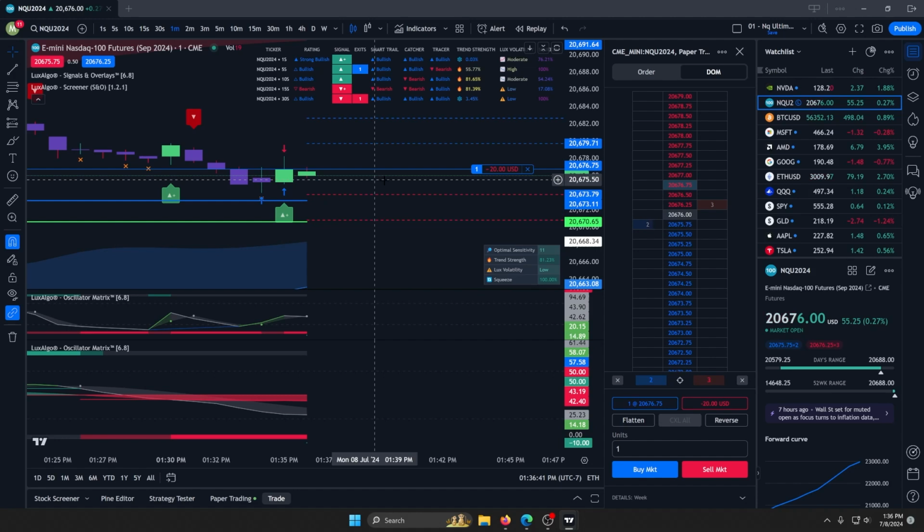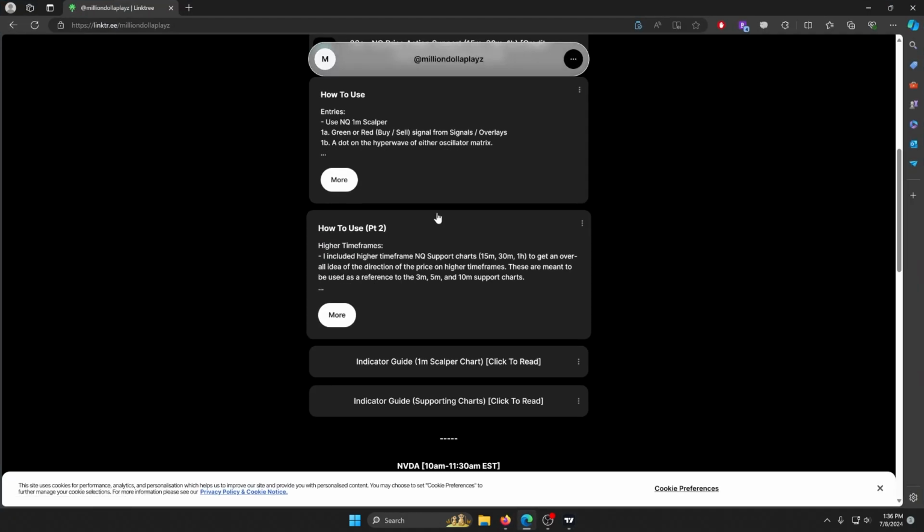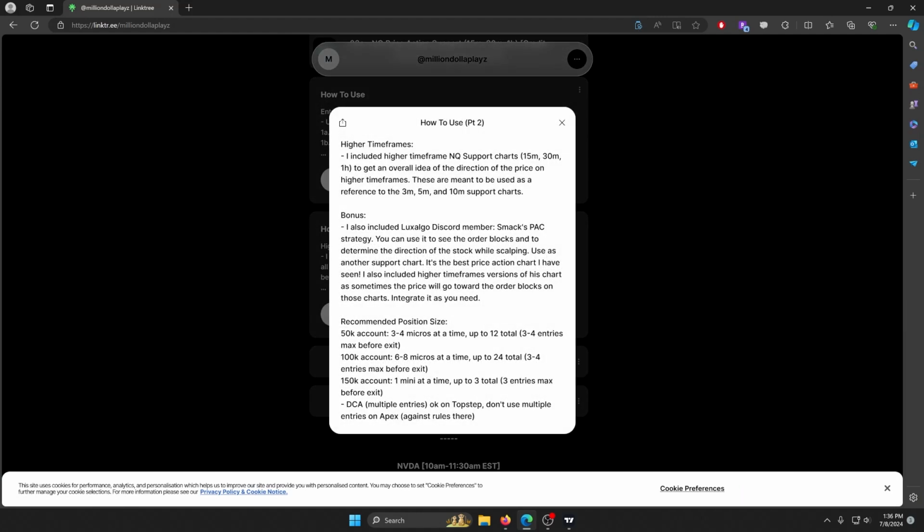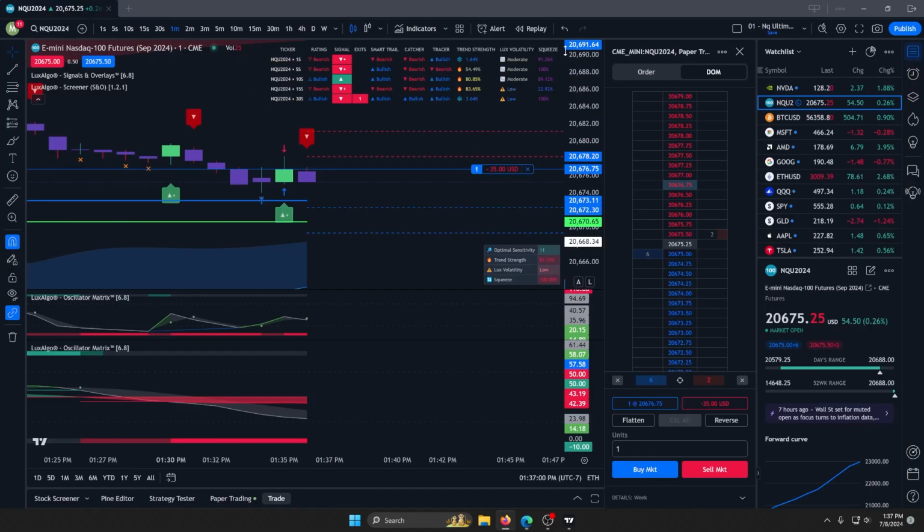And then I want to explain something in this Linktree, okay? Let me show you guys how to use it. My recommended position size for a 50K account: you want to take 3 to 4 micros at a time, up to 12 total. 100K account, 6 to 8. 150K account, 1 mini at a time, up to 3 total. So basically, you can buy 3 times before you might want to stop out.